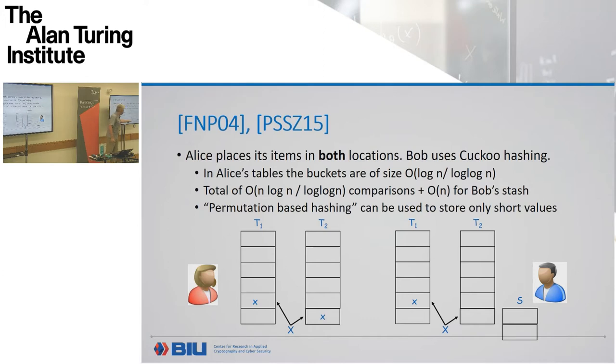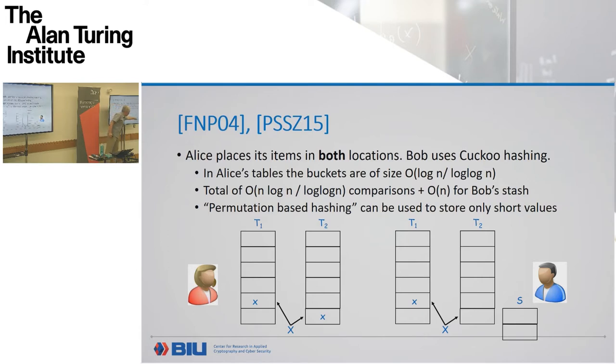Then we know that if Bob happened to put x here, Alice puts x both here and here. So regardless of where Bob decides to put it, he'll be able to compare it with Alice's data structure. Okay, so how many comparisons do we have? We have order of n bins. For each one, we have to compare one item with log n over log log n. So the total number of comparisons is this.